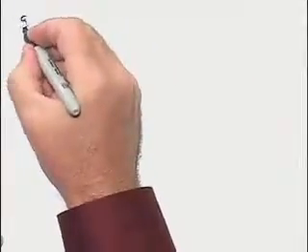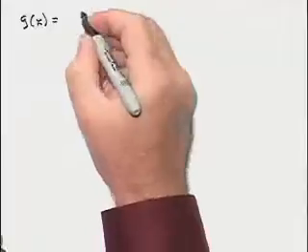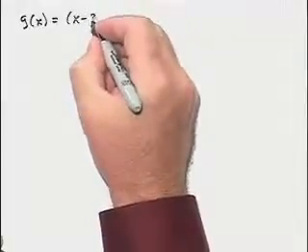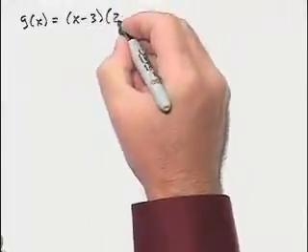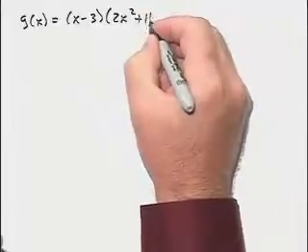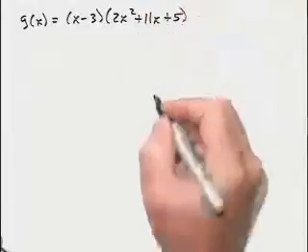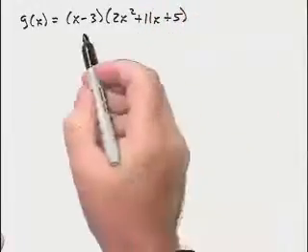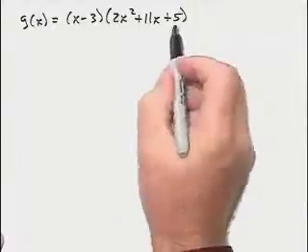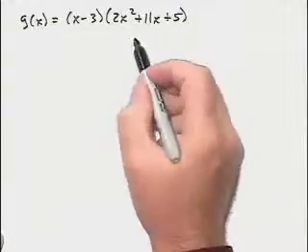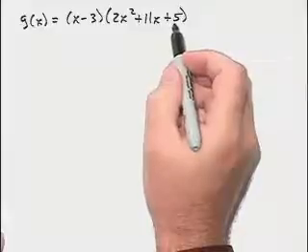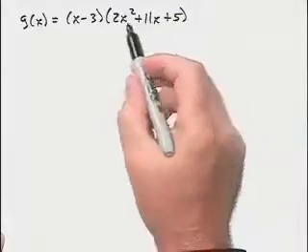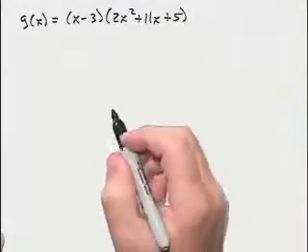What that allows us to do is rewrite g of x as the product of x minus 3 and 2x squared plus 11x plus 5. We only need to worry about factoring this reduced polynomial now, 2x squared plus 11x plus 5. This is a quadratic, so we could try to factor that.